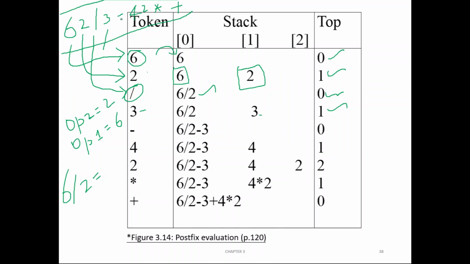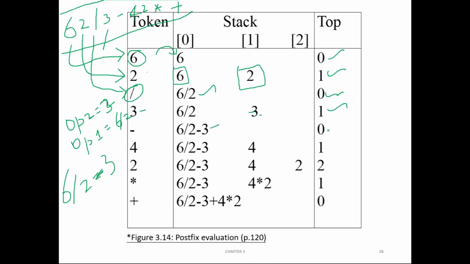Next, take the next token. What's the next token? Minus. Is it operator or operand? It is an operator. If it is an operator, pop 2 times. Whatever you pop for the first time, keep it in operand 2. That is nothing but 3, so this is moved out of the stack. Whatever you pop for the second time, keep it in operand 1. That is nothing but the result of 6 by 2. Now perform the operator's operation on operand 1 and operand 2. So it will perform 6 by 2 minus 3, which is nothing but 0. Whatever the result, you push into the stack.